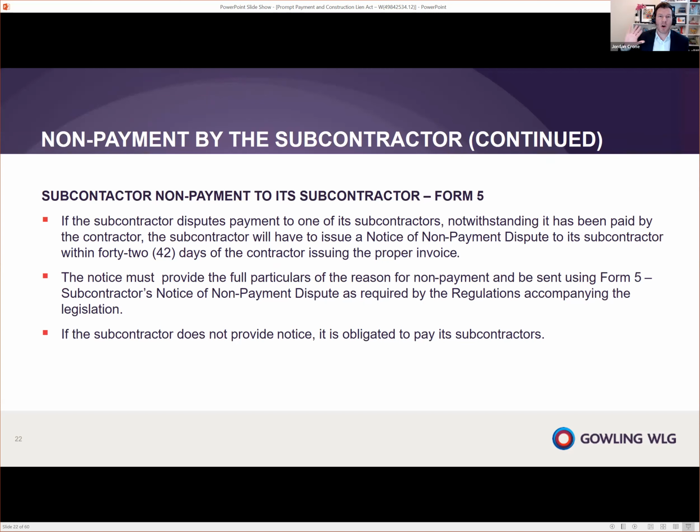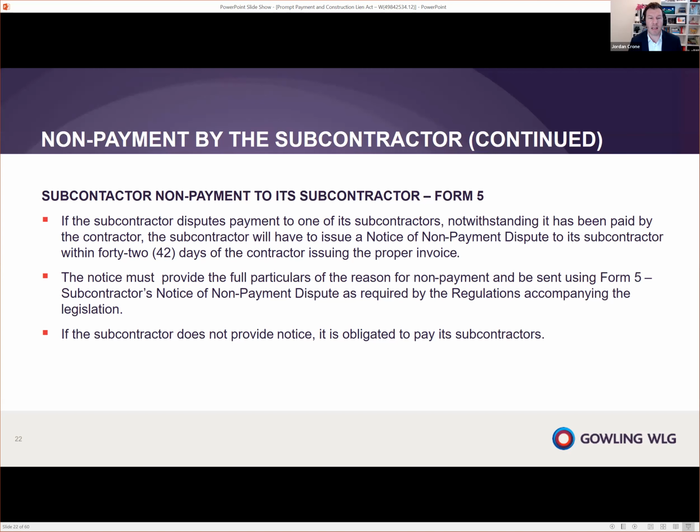So Form 5, this is sort of on the other side here. This is where we have a subcontractor having an issue with one of its subcontractors. So somewhat like Form 1, somewhat like Form 3, this is Form 5. The notion of this one is where the subcontractor, they've been paid in full, but they have an issue with their own subcontractor. So they're going to have to issue this within 42 days of the contractor issuing the proper invoice. It's got to set out the full particulars, just like Form 1 and 3.